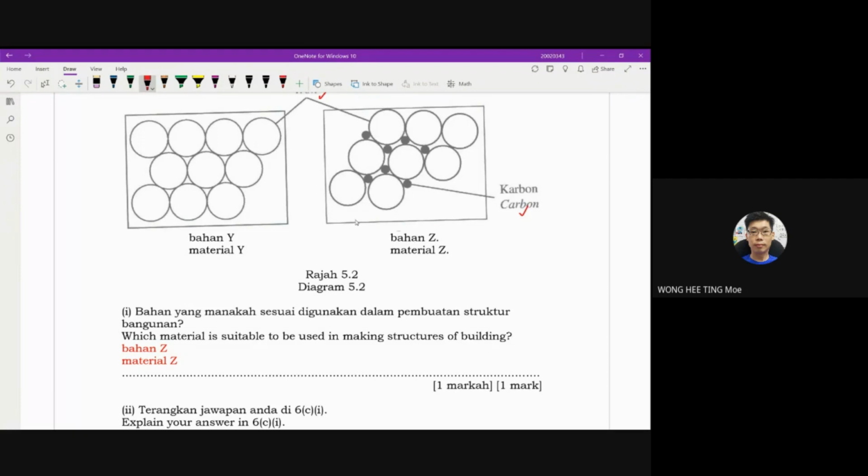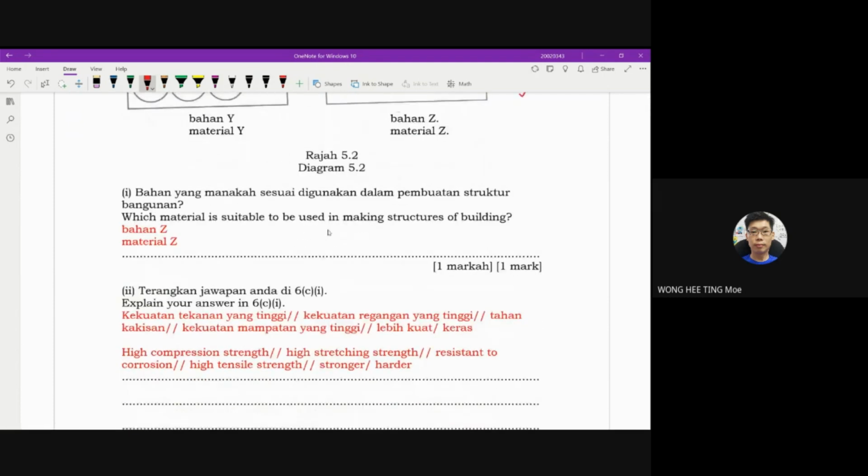So how do we answer this one? We have to mention the properties. Here is the suggested answer, so check your own answer and see whether you get the points correctly. It has high compression strength, high stretching strength. It is resistant to corrosion, has high tensile strength. It is stronger and harder.